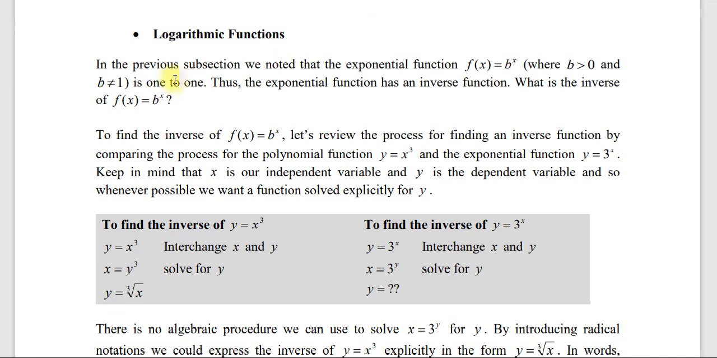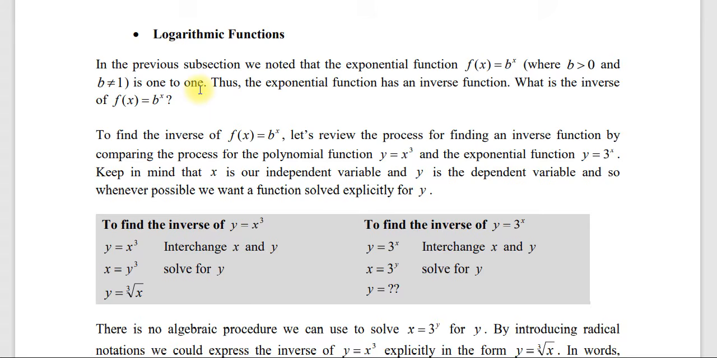Logarithmic function. In the previous subsection we noted that the exponential function f(x) = b^x, where b is greater than 0 and b differs from 1, is one-to-one.